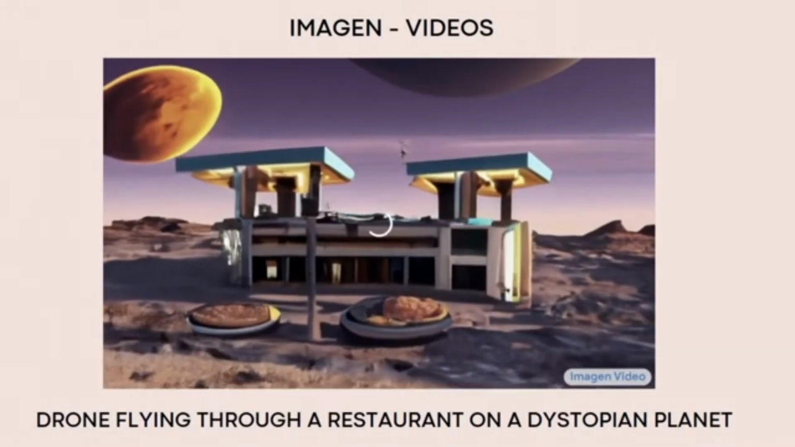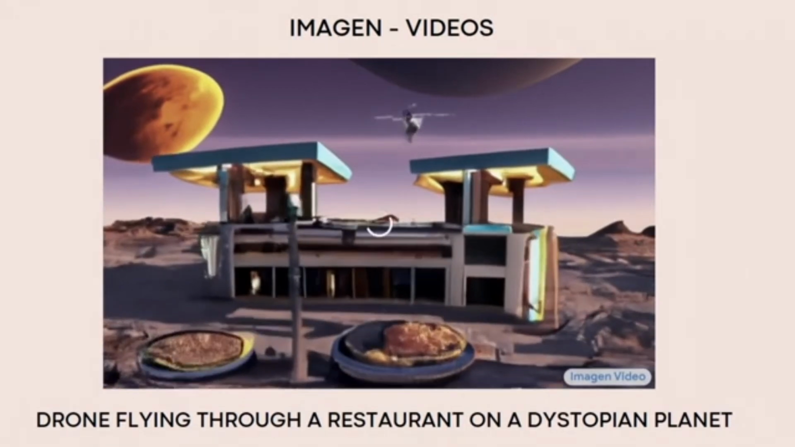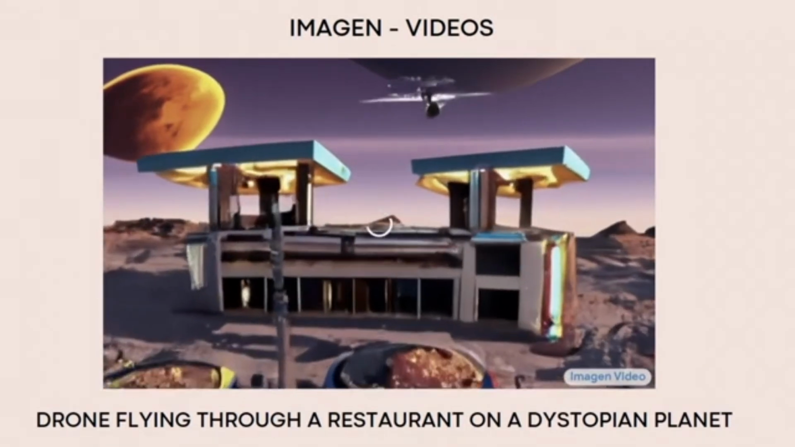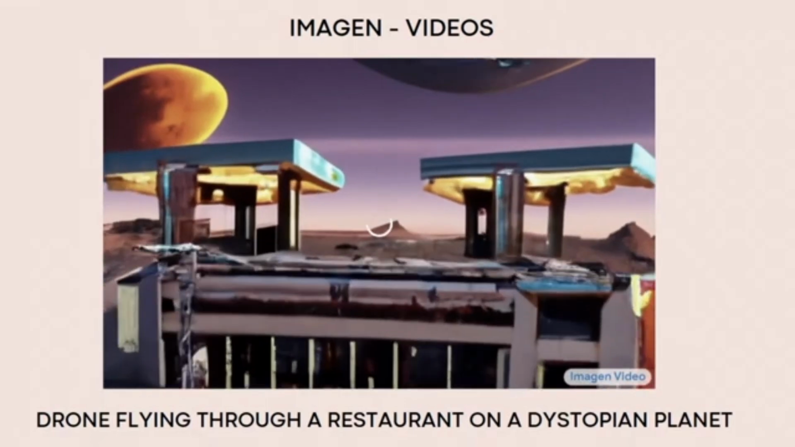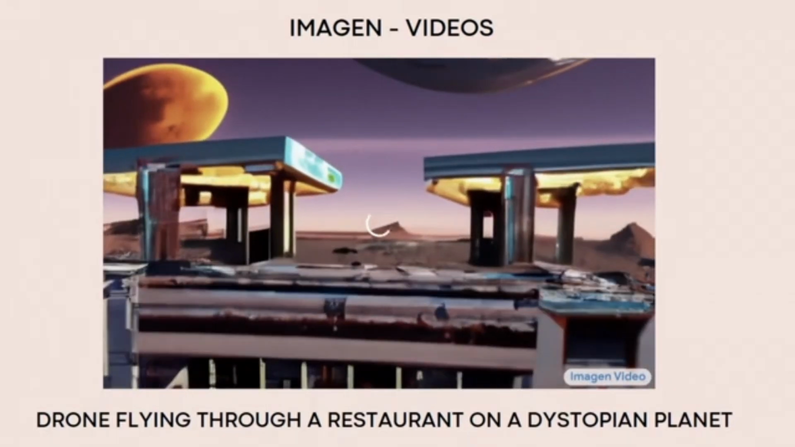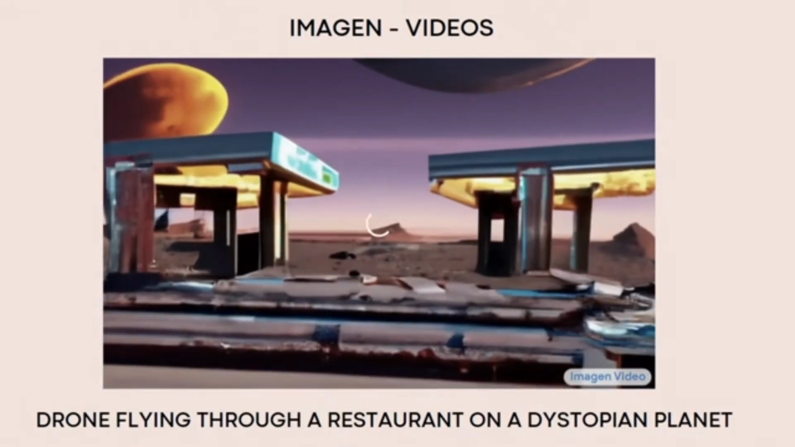Imagen is Google's project, and you can see a drone flying through a restaurant on a dystopian planet. And imagine this for games, for movies, for anything cinematic. It's just truly amazing. The internet is quite sus, but yeah, okay.